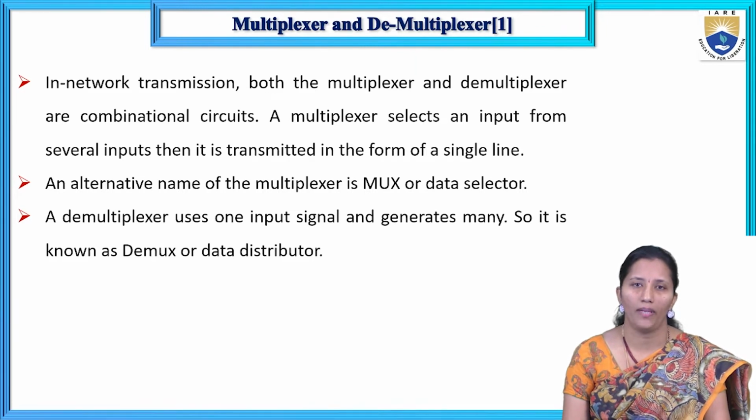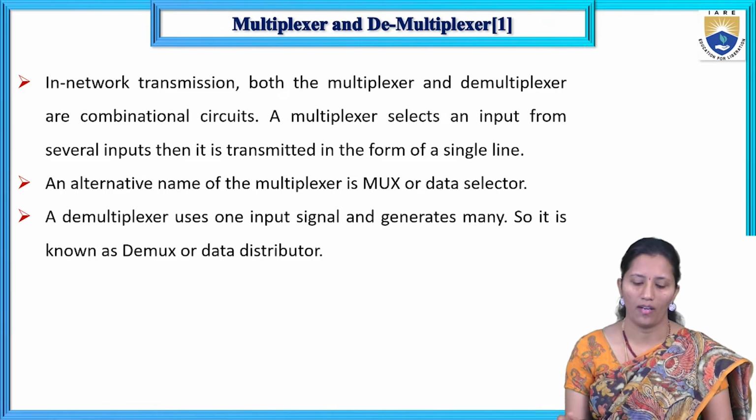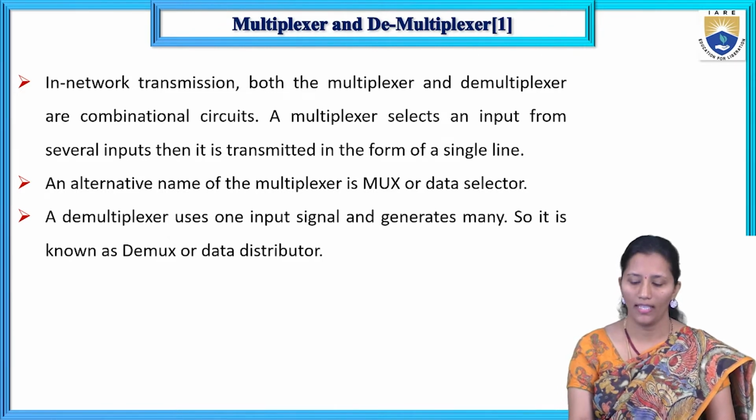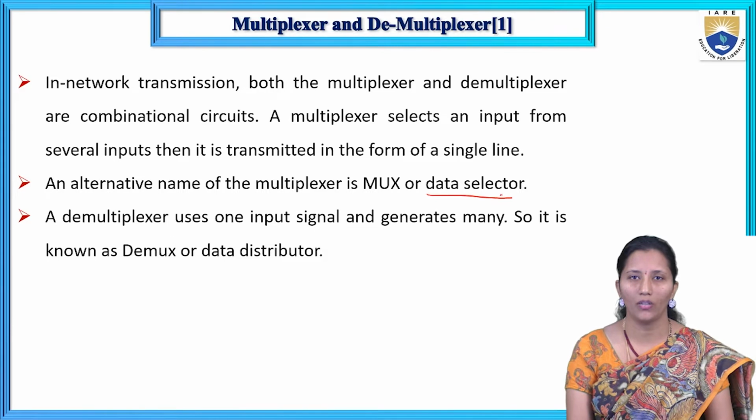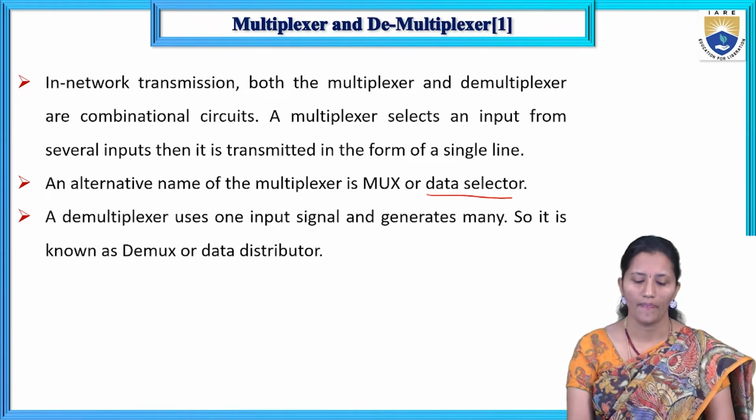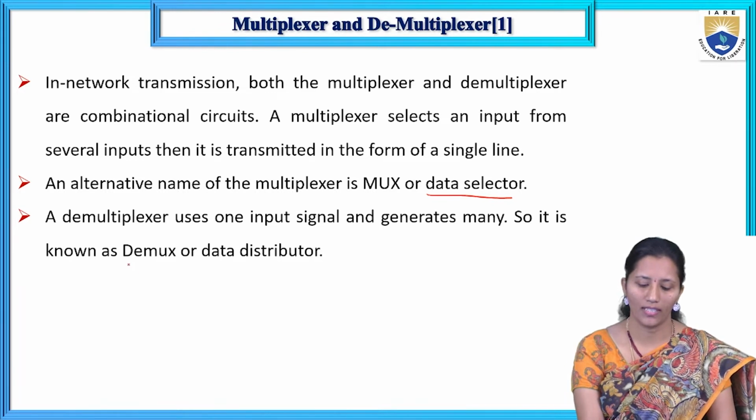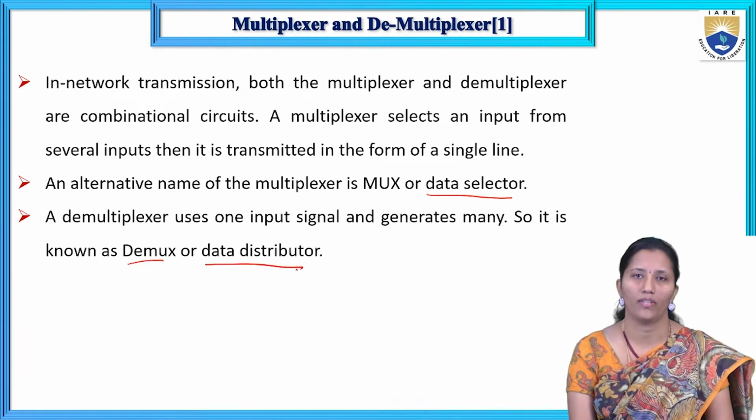A multiplexer selects an input from several inputs. It has many inputs and one output. According to the selection lines, it will select any one of the inputs to the output. So this multiplexer is also called a data selector or many-to-one selector. A demultiplexer uses one input signal and generates many. So it is known as demux or data distributor.